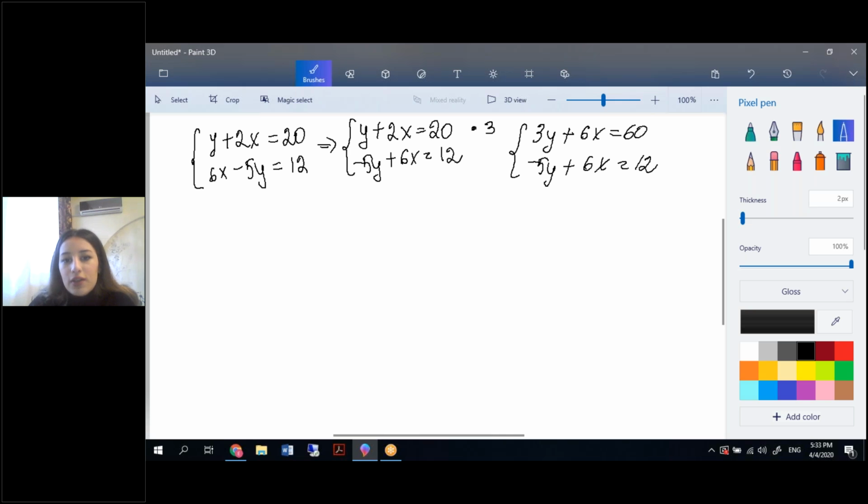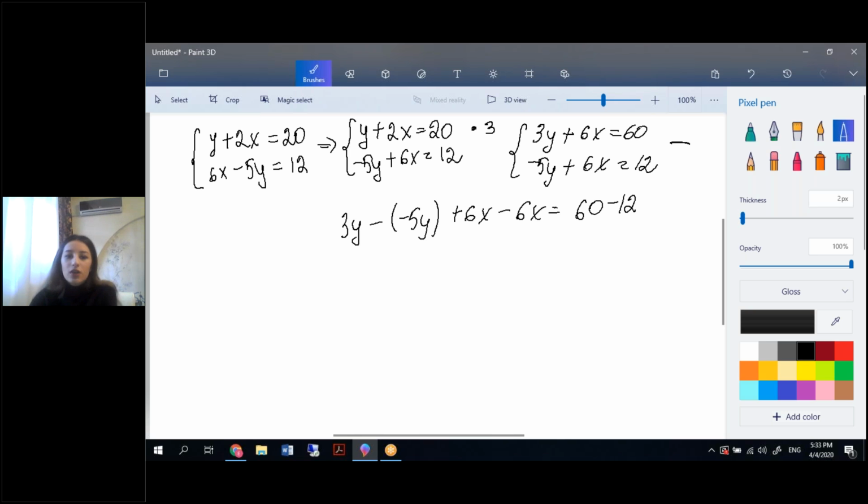What do we have here? 3y plus 6x equals 60, minus 5y plus 6x equals 12. So now let's subtract them. Let's subtract the second equation from the first. So now what we get here: 3y minus 5y plus 6x minus 6x, and 60 minus 12. 3y minus 5y gives us minus 2y, and minus 12 gives us... 8y equals 48.